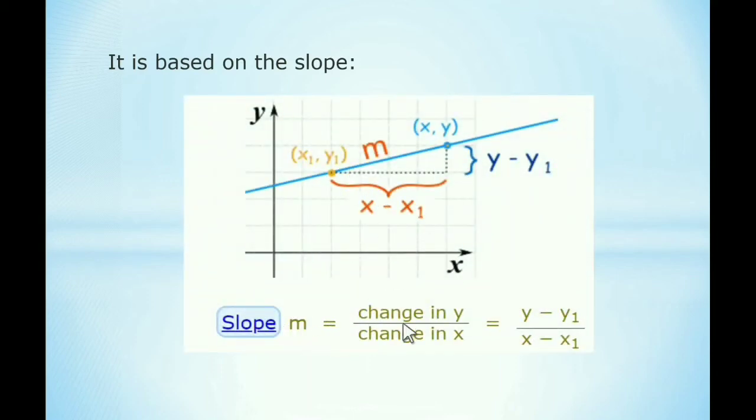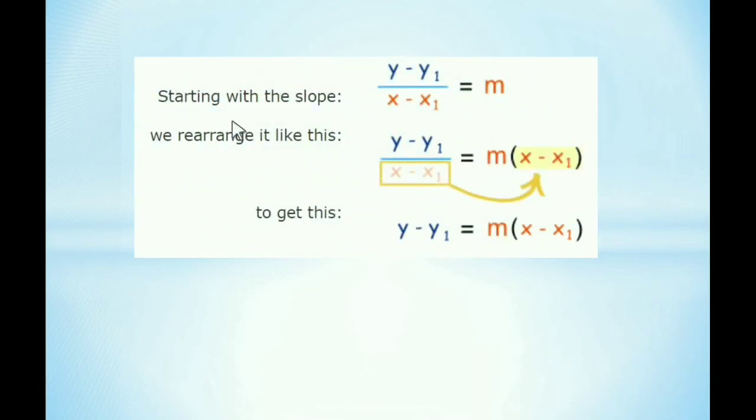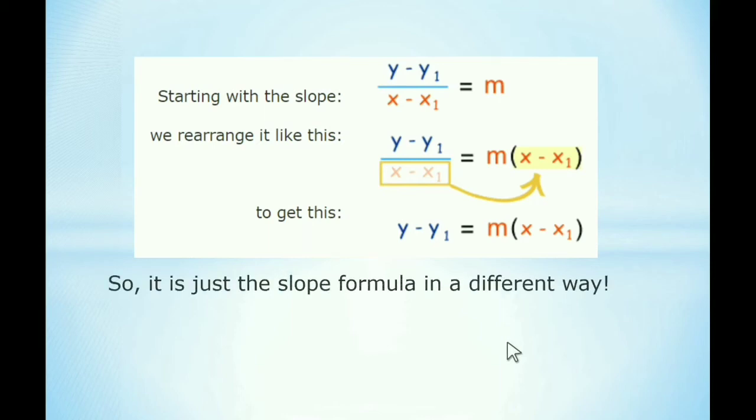Slope equal to change in y by change in x. So this is y minus y1 divided by x minus x1. It is the value of m. Now by cross multiplication and simplification, we can prove the formula having slope, point slope form. Look at this, by cross multiplying this one it becomes so simple, you can solve easily. So it is just the slope formula in a different way.